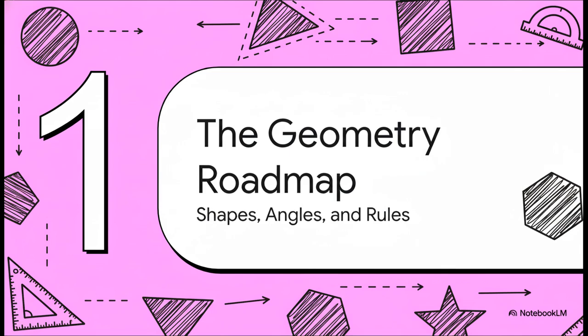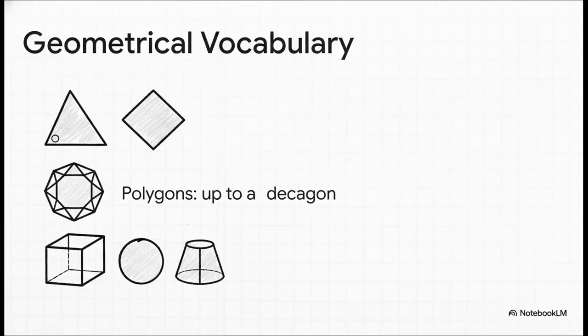Okay, let's dive in. First stop on our roadmap, pure geometry. This is the absolute foundation. It's where we learn the alphabet of shapes and the grammar, the rules that hold them all together. First things first, you've got to know the language. The vocabulary here is, well, it's non-negotiable.